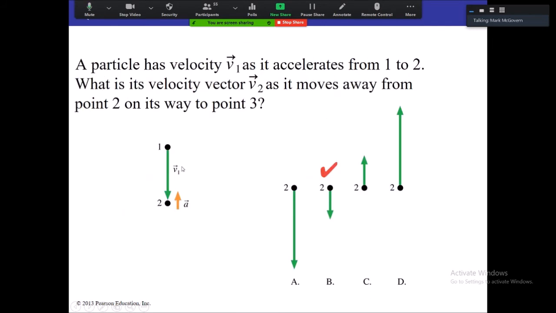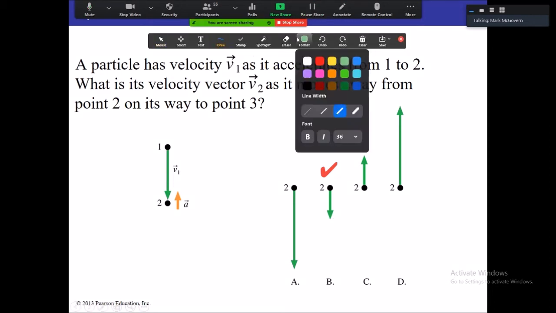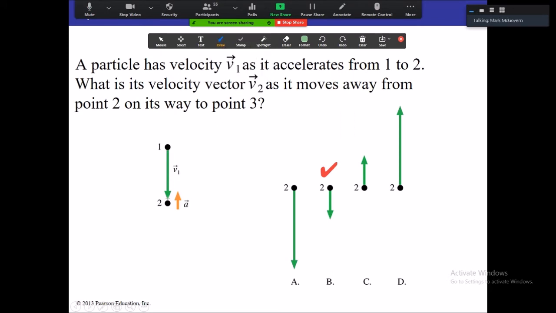B is probably the most correct. Okay, because what's happening here? We have a velocity vector downward. We have an acceleration vector that points in the opposite direction. That means slowing down. So velocity vector 2 would have to be on here, and it'd have to be shorter. Right, shorter. So if I draw that, it would look like this. Like that, a little shorter.